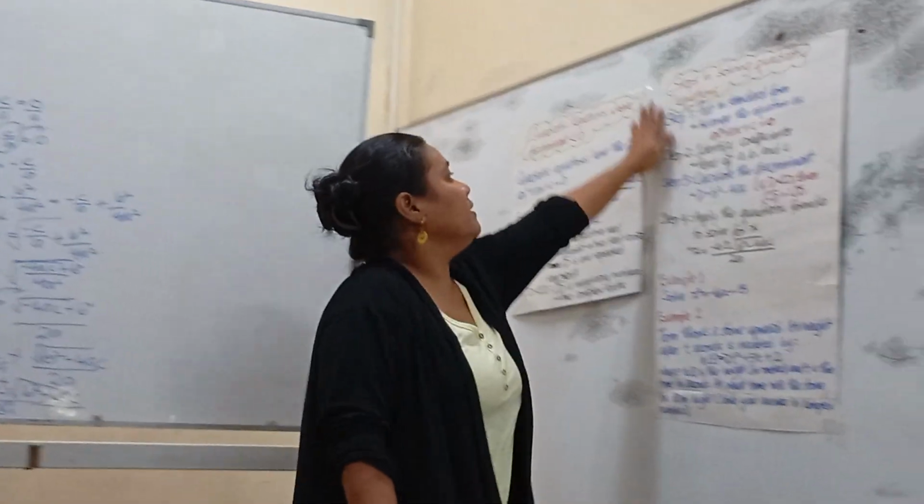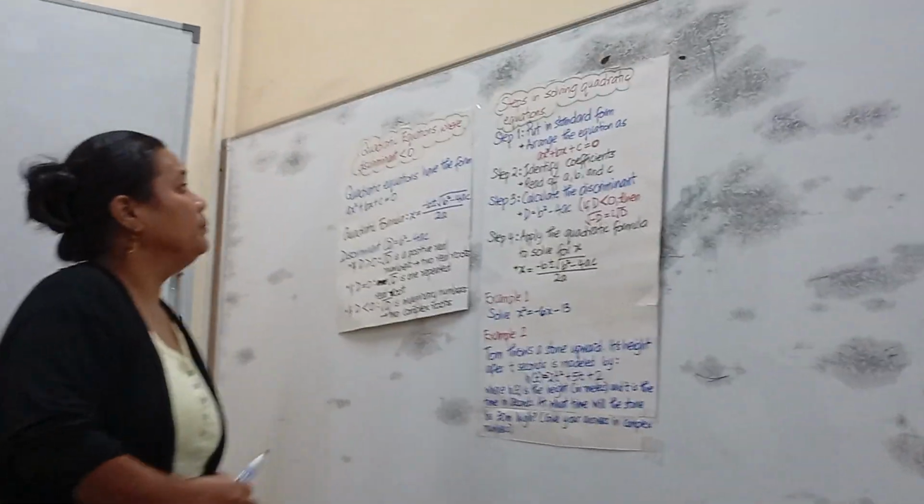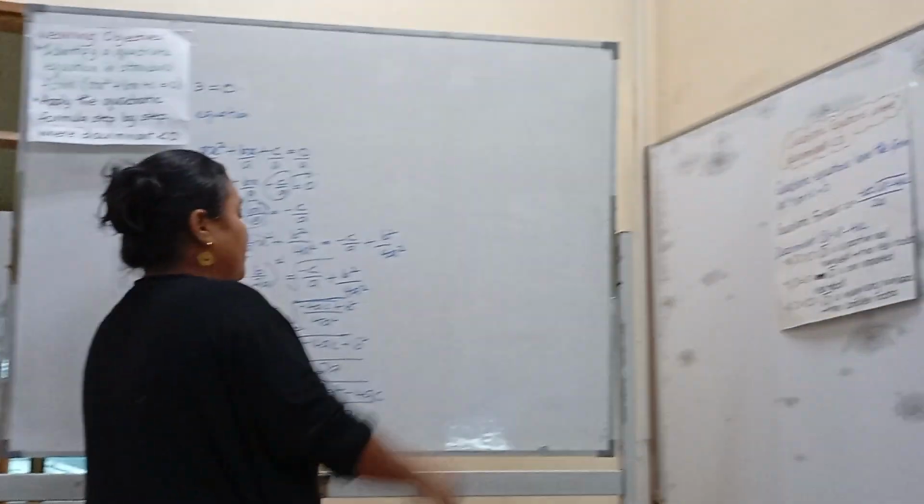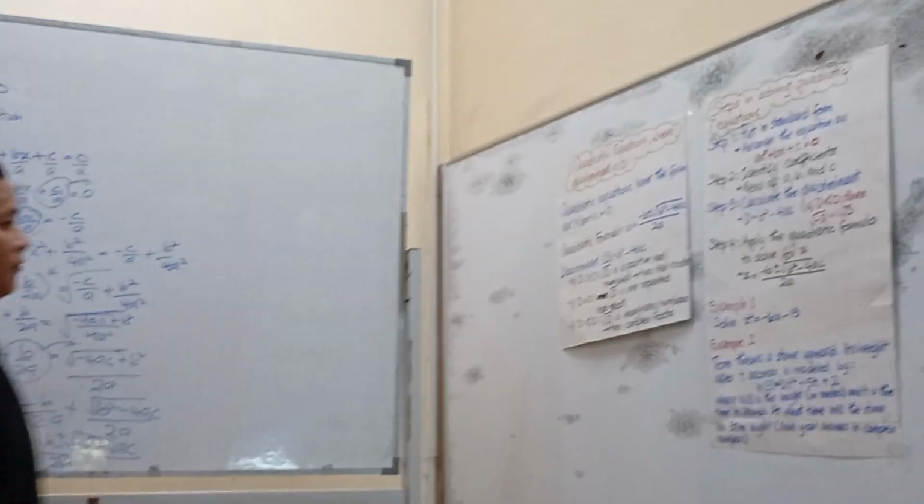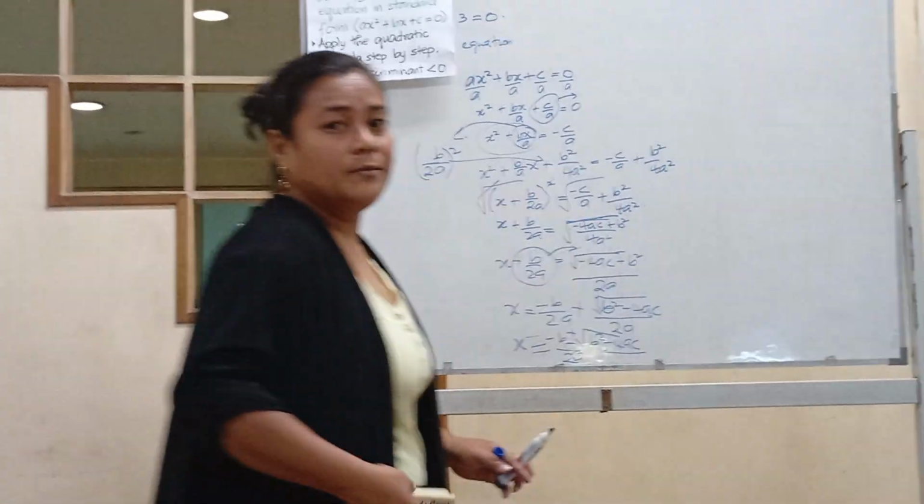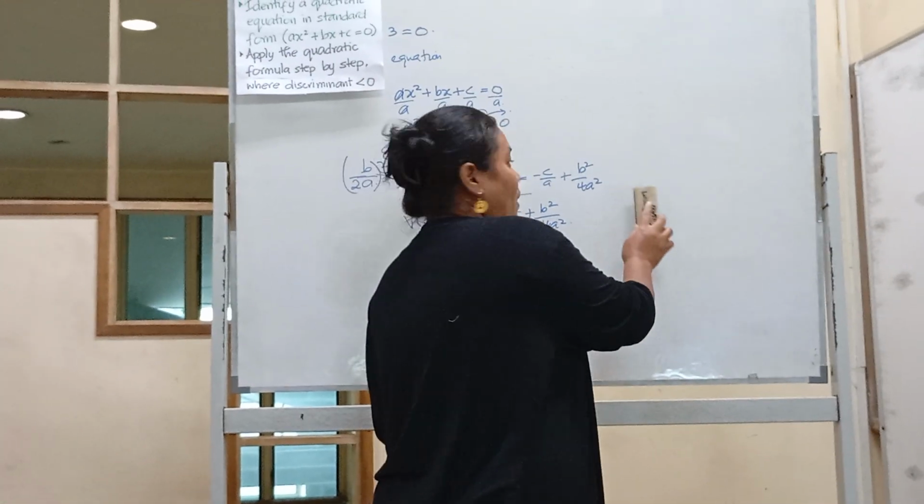Okay, now we are going to see the example here. Steps in solving quadratic equations. Step 1, step 2, step 3, and step 4 to solve the quadratic equation.